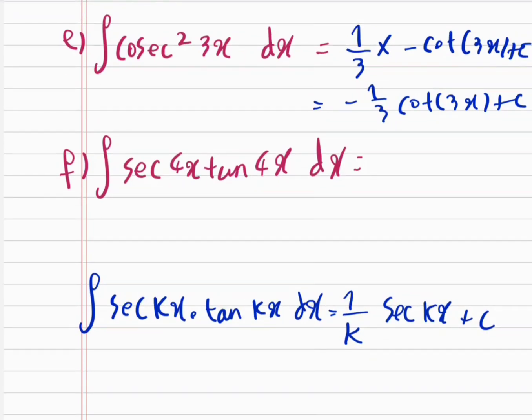So all I did in part E is exactly just using this standard result, but in a slightly non-memorizing way. Anyway, here k is just 4, so this becomes 1 over 4, and then sec kx times tan kx integrates to sec kx, which means sec 4x in this case, plus c. And that's the answer.